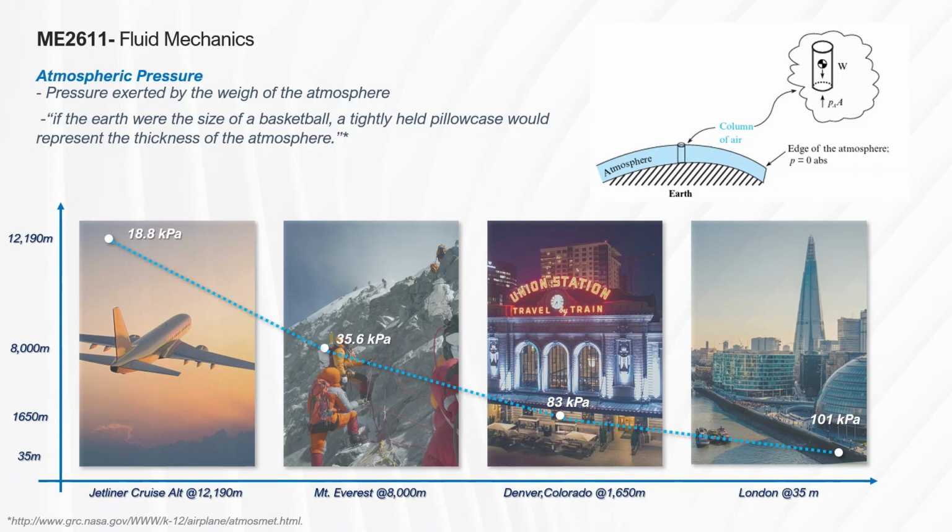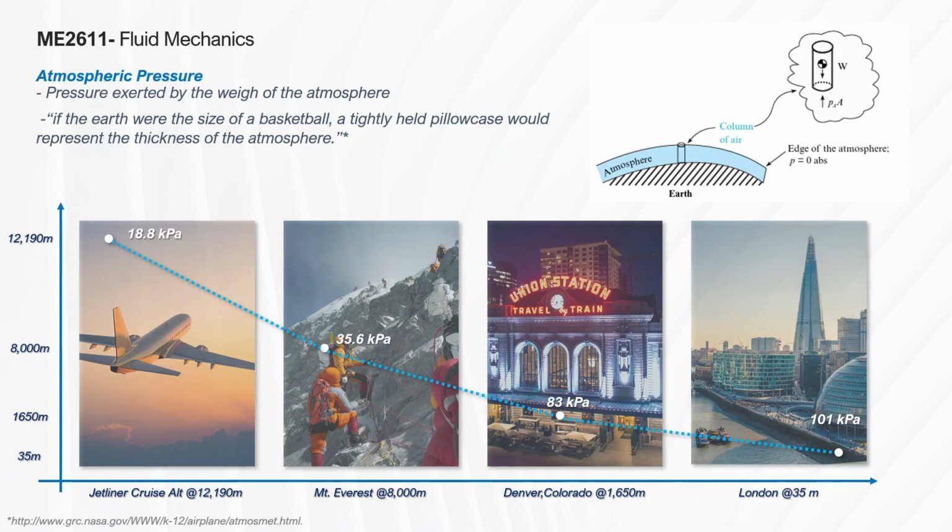regardless of altitude. So I drew up a diagram dito. This is visual representation lang of how pressure relates depending on where you are, on what altitude you are, on the surface of the earth to above or whether you're above sea level. So let's define muna atmospheric pressure.